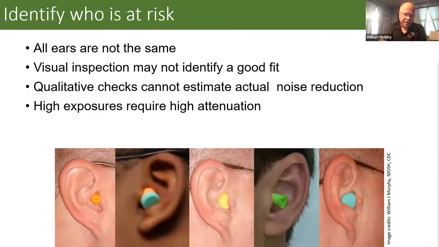All ears are not the same. You know, my ear is the one on the right side, in the middle, and on the left side. One of my colleagues is the one wearing the green earplug, and I can tell you that he does get a good attenuation with that, but that's all the further that earplug goes into his ear. He doesn't have big ears.